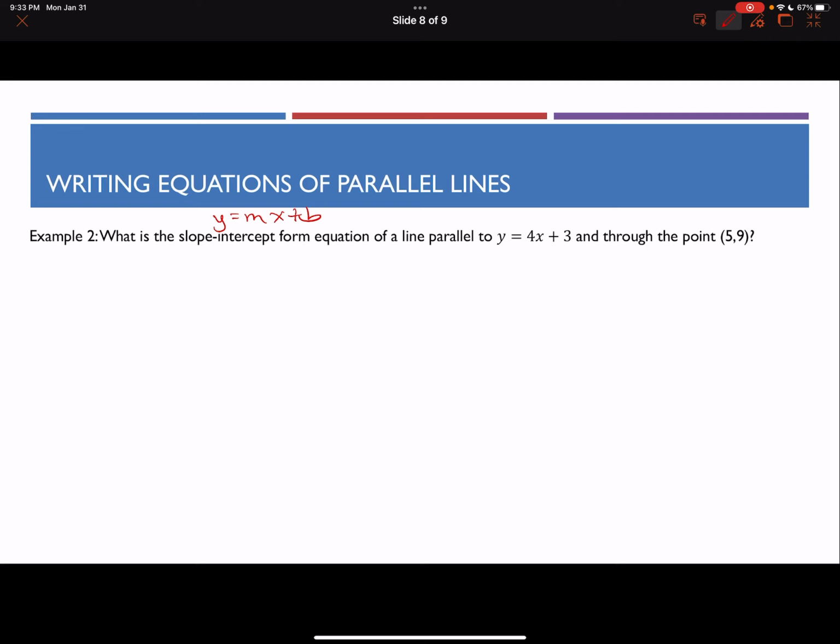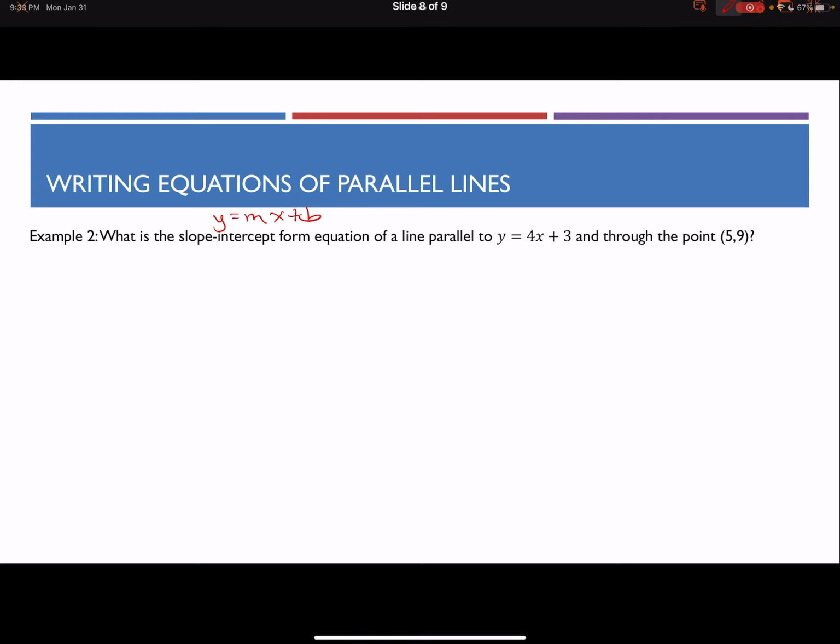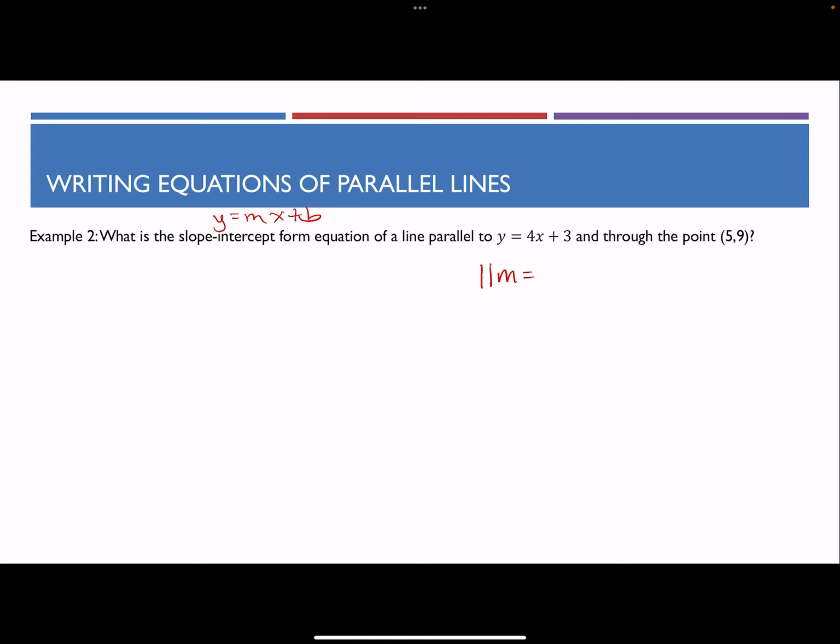So remember, if we want lines that are parallel, they have to have the same slope and a different y-intercept. So the slope of this line here is 4, right? But I know the y-intercept is not going to be 3. It has to be something different. So I need to write the equation with slope 4, and it has to go through this point, x comma y.